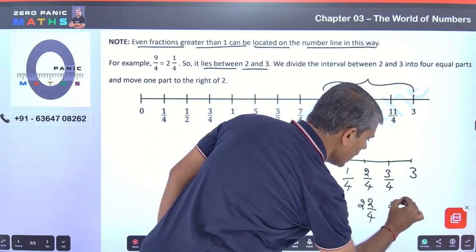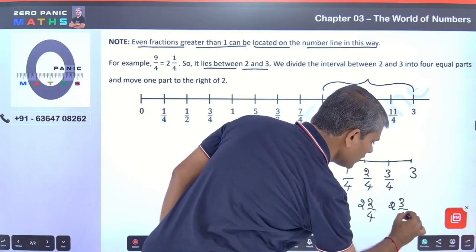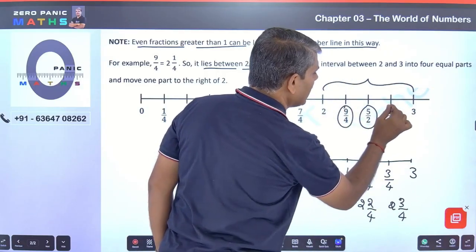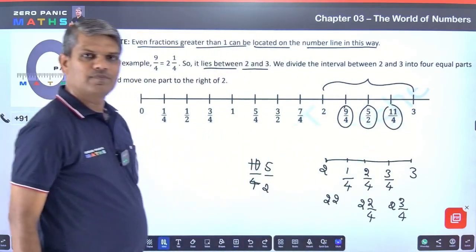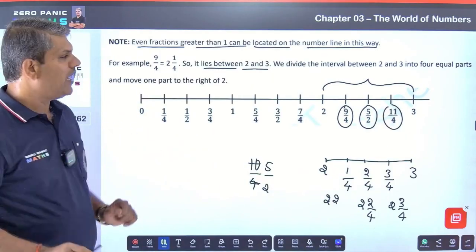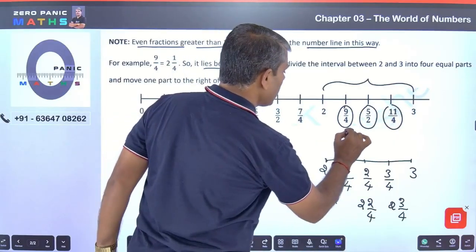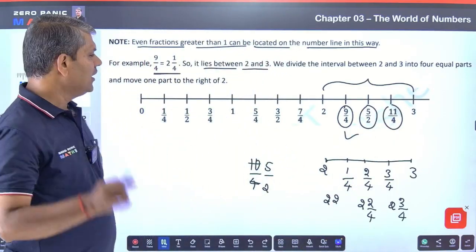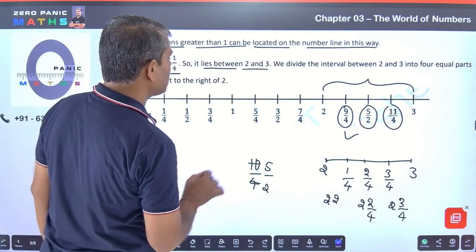Now next, what is this? It is 2 and 3/4. 4 into 2 is 8, 8 plus 3 is 11. 11/4. You understood this? But our point is to represent 9/4. Understood, right? Now let us take one more example.